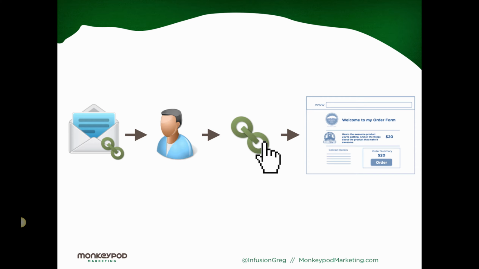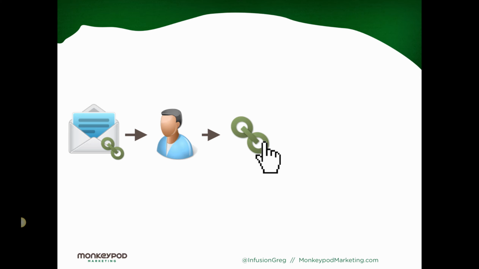And the key distinction here is when you click send, that link is locked and loaded, right? So that's added to the email and it's coded into the code of the email. So when they click it, it can only take them to that destination, right? So it works a little differently in Infusionsoft.